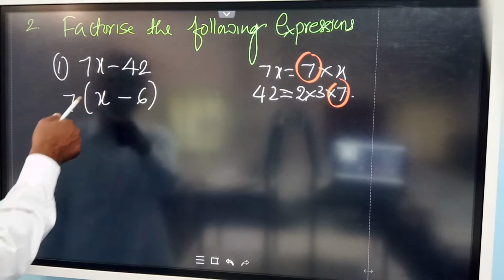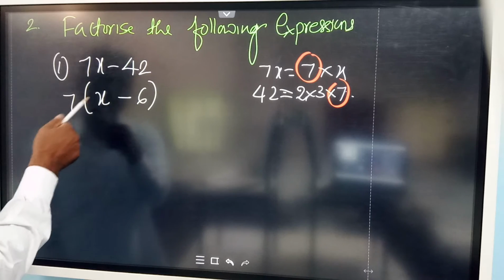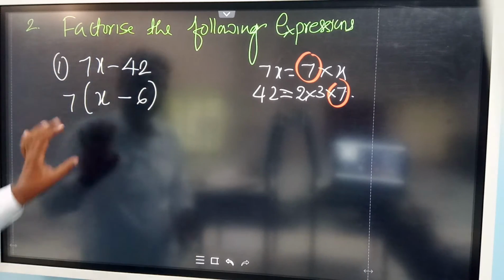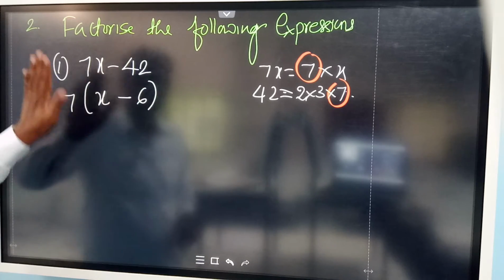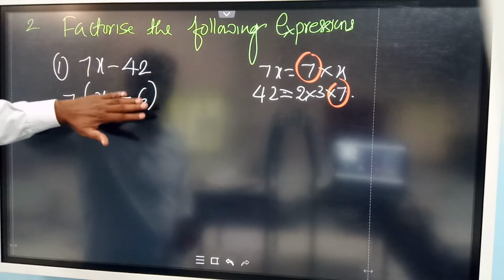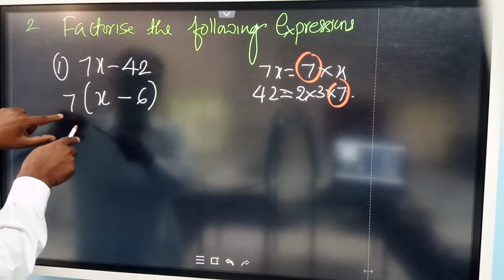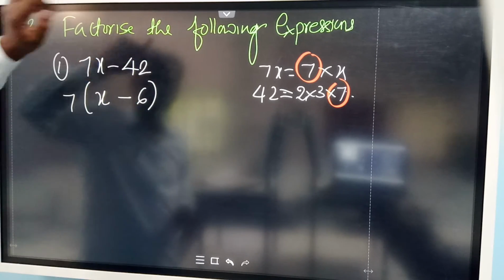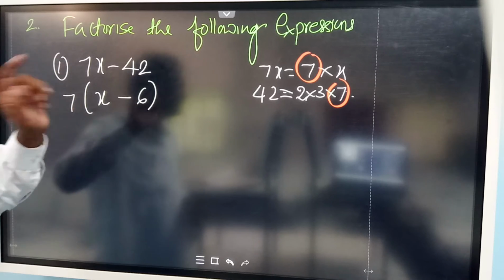So the factors are 7 and x minus 6. We have two factors here. We are splitting 7x minus 42 into its factors: 7 into x minus 6. 7 is one factor, x minus 6 is another factor. What is the meaning of this? The entire expression is divisible by 7 and the entire expression is divisible by x minus 6 also.